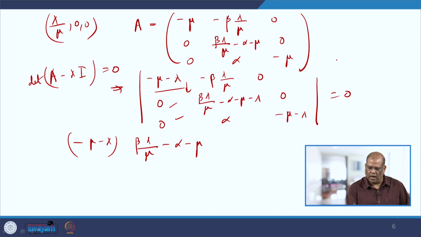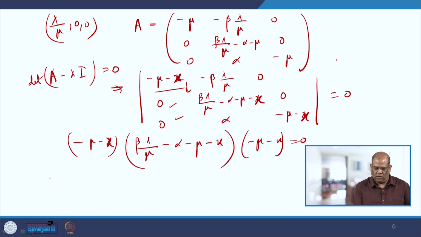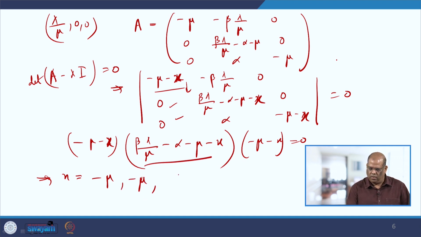Let us put this as some x because I already have a lambda here. So, I will put an x, minus mu minus x equal to 0. So, this will give me the values of x to be minus mu and beta lambda by mu minus alpha minus mu.